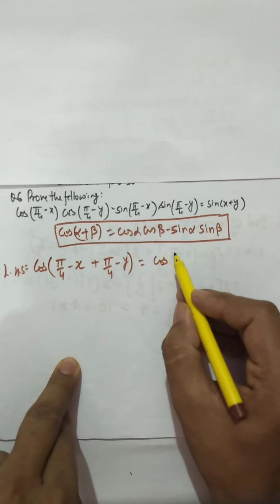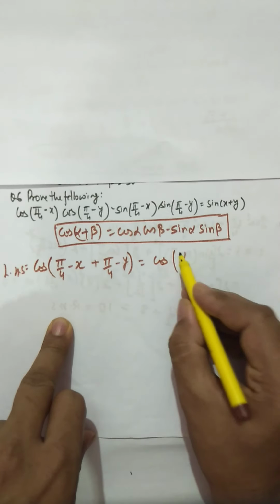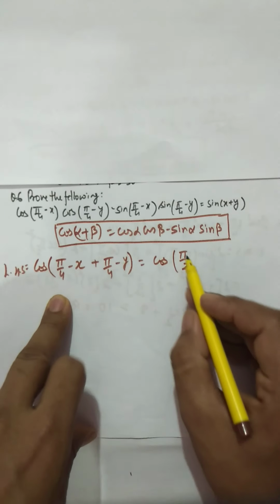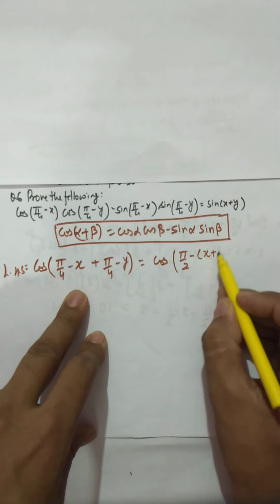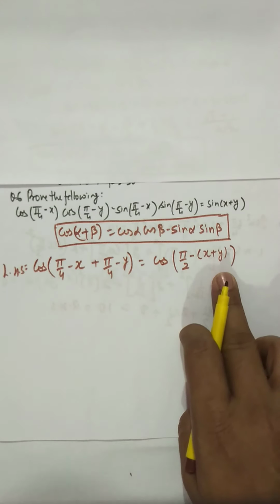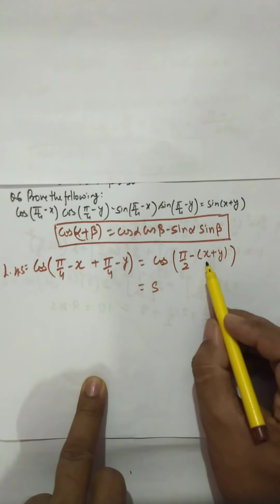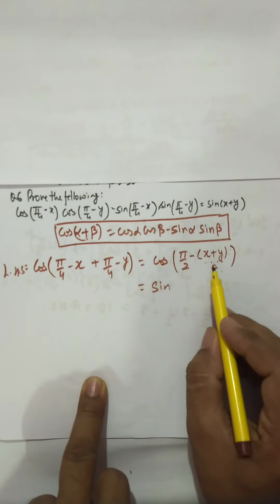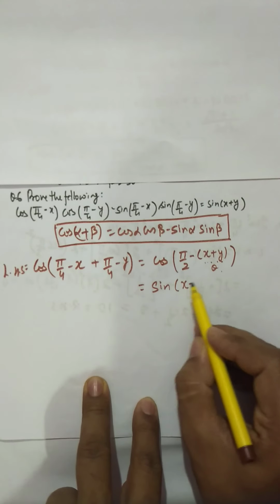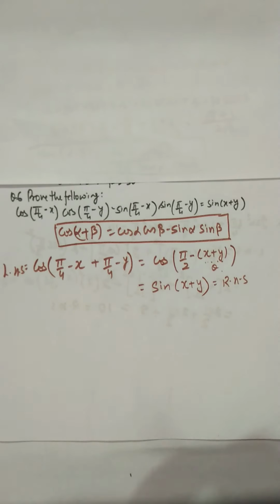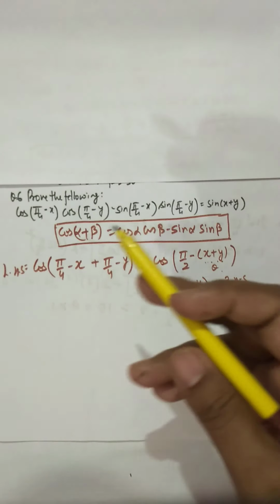Now you can write that further as cos of pi by 4 plus pi by 4, which is pi by 2. This is 45 and this is 45, so 45 plus 45 is 90, and minus, you take this angle as x plus y, you put the bracket. Now you have this formula that cos 90 minus theta is sin theta. You treat x plus y as theta. So cos 90 minus theta is sine theta. So this is going to be sin x plus y, and this is equal to your RHS. All these formulas are very easy once you remember all the formulas related to the question given.